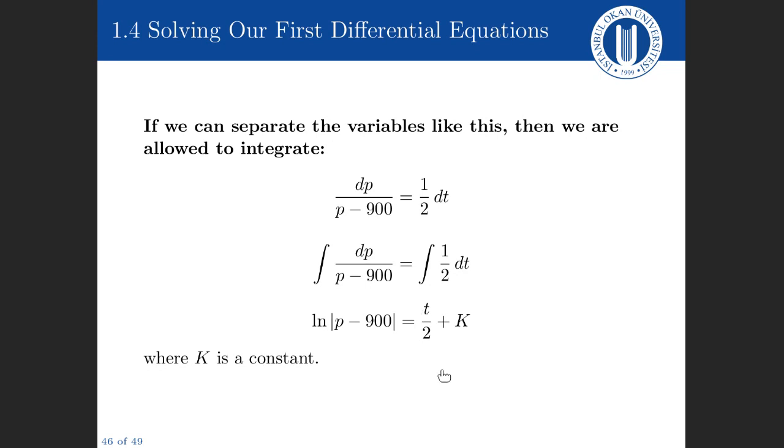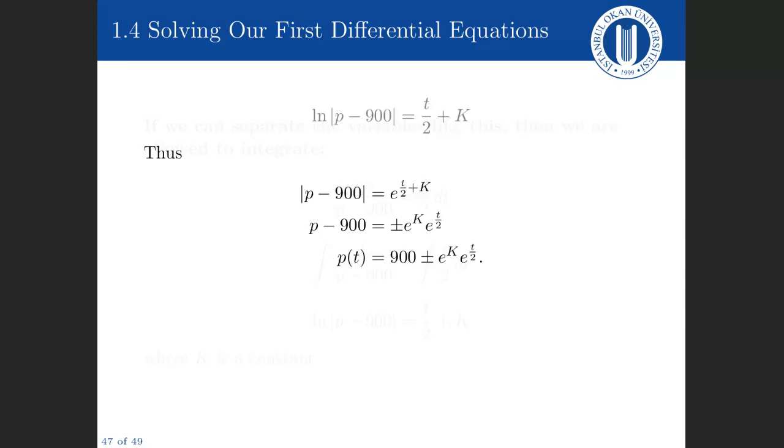I want to rearrange this equation so that it looks like P is equal to something. At the top, we have what we found so far. The natural logarithm of the absolute value of P minus 900 is equal to t over 2 plus k. If we take e of each side, e of the left side is equal to e of the right side, I get the absolute value of P minus 900 is equal to e to the power t over 2 plus k.